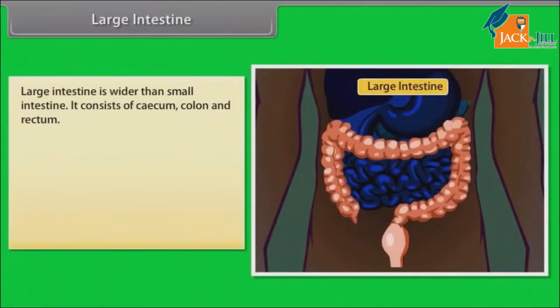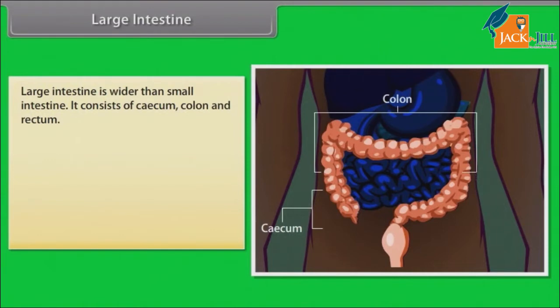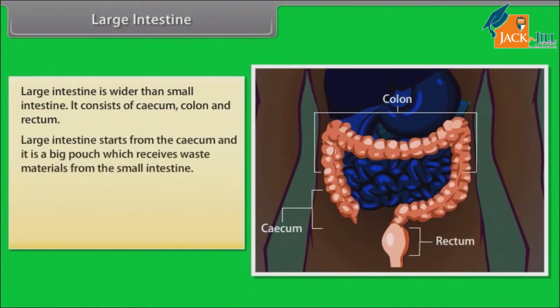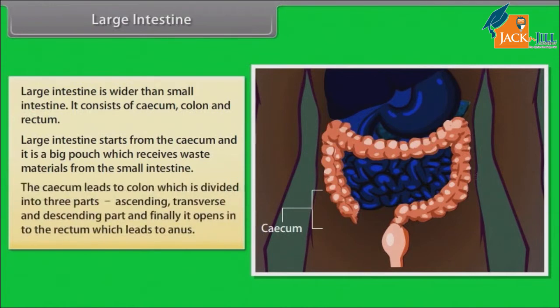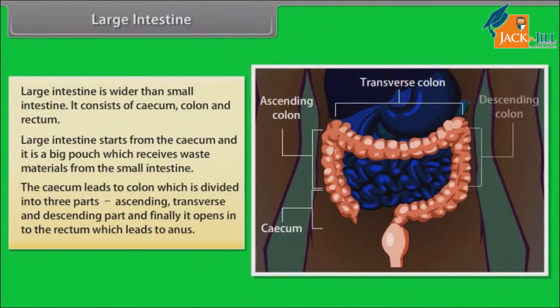Large intestine: the large intestine is wider than the small intestine. It consists of caecum, colon and rectum. The large intestine starts from the caecum, which is a big pouch that receives waste materials from the small intestine. The caecum leads to the colon, which is divided into 3 parts: ascending, transverse and descending part, and finally it opens into the rectum, which leads to the anus.